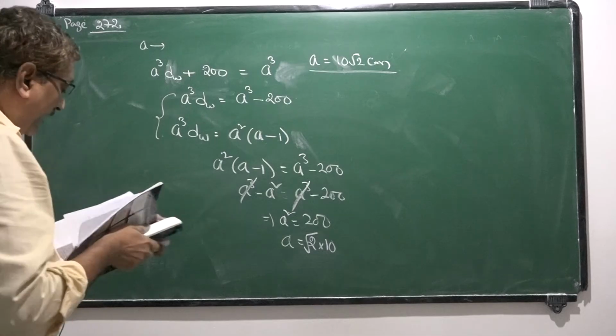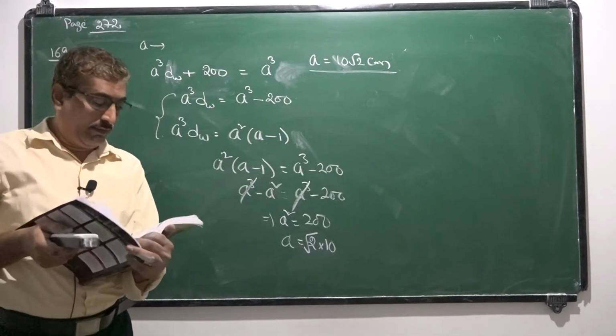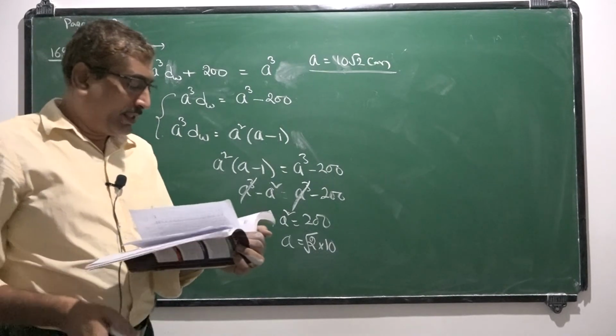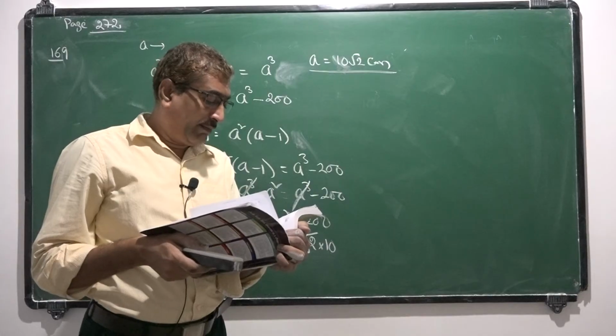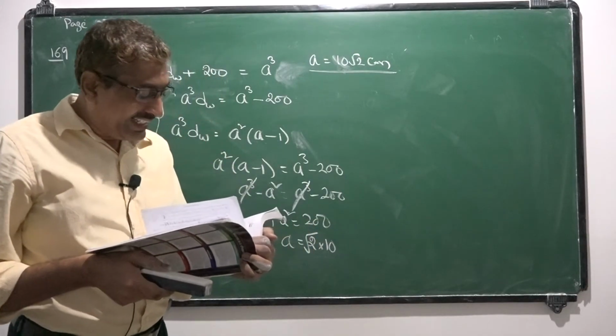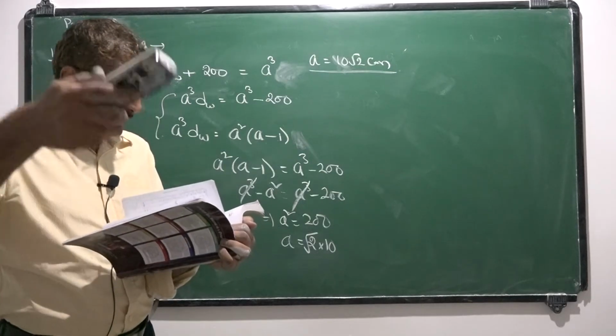169. An iceberg is floating partially immersed in seawater of density 1.03 gram per centimeter cube. If the density of ice is 0.92 gram per centimeter cube, then the fraction of total volume of iceberg above the level of seawater.